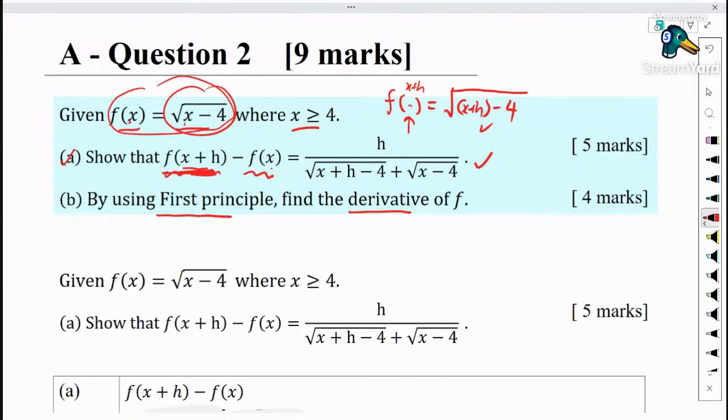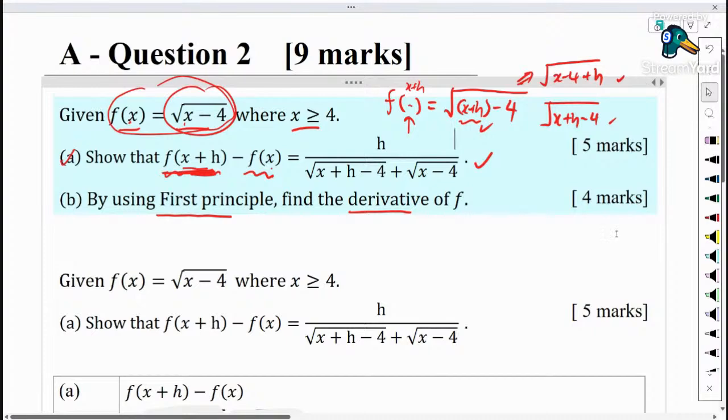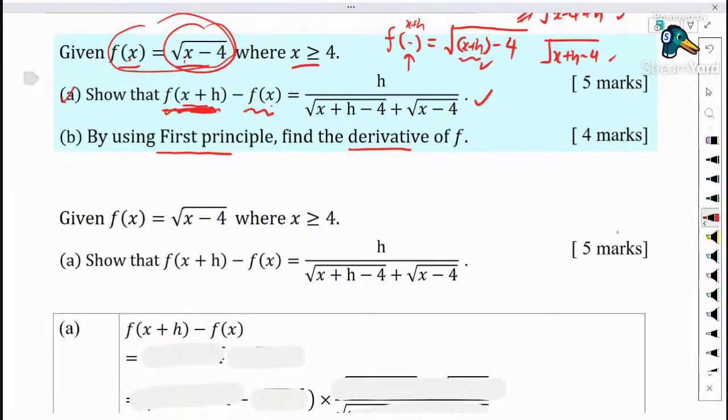And of course, it's up to your creativity whether you want to rewrite it in the form of x minus 4, then only plus h, that is all right. Or you want to maintain it as x plus h minus 4, that is also all right. Whichever one is correct. But the important thing is that you know the concept of how the substitution on f(x plus h) works. So once you're clear about this, now I would like to do this proving. Show here, start from the left hand side, and then try to obtain the result as the right hand side here.